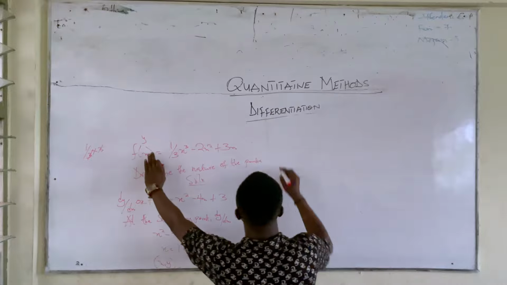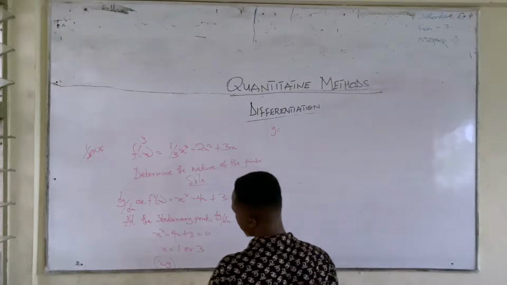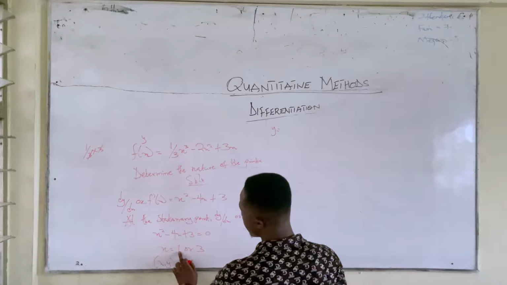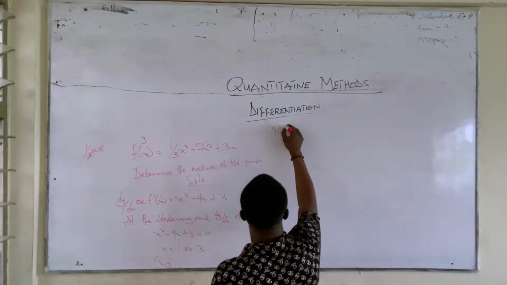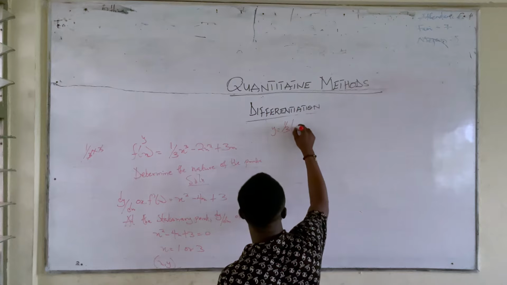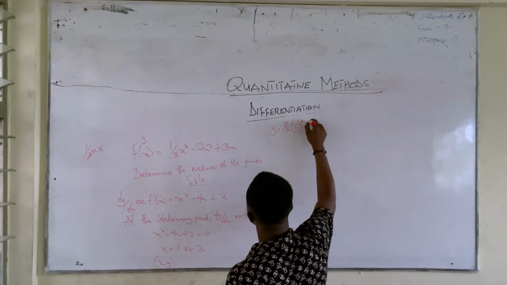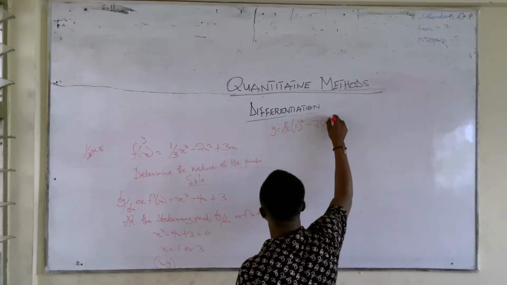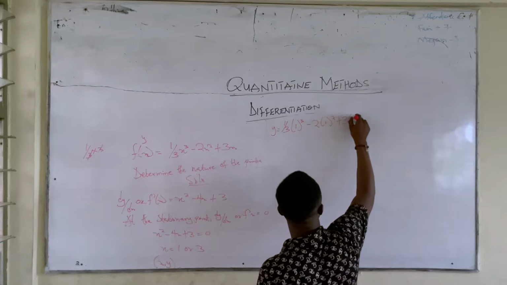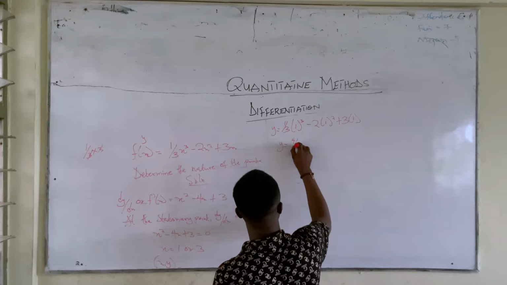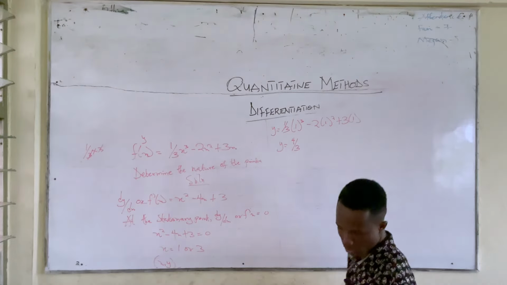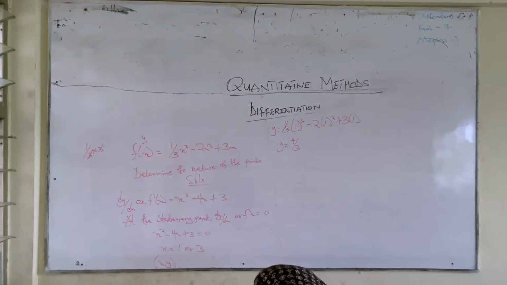So we say y equals, we are putting in 1, right? So we are substituting 1 into the function here. So we have 1 over 3, 1 cubed minus 2, 1 squared plus 3, 1. Okay, so when you solve it, that is 4 on 3. Yes, that is 4 on 3, right?